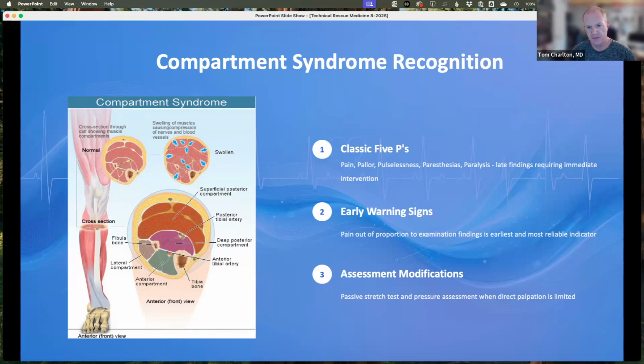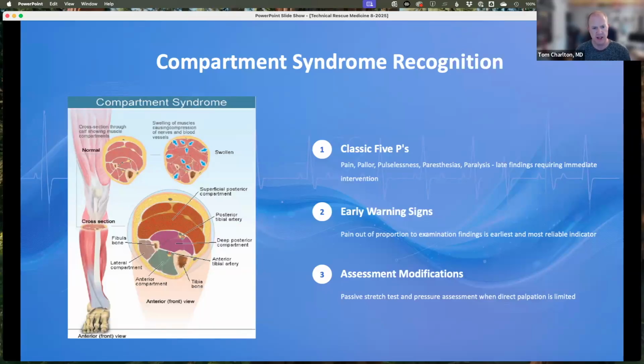There are the classic five P's that we talk about with compartment syndrome, which is pain, typically out of proportion, pallor or paleness, pulselessness, meaning we can't feel a pulse, paresthesias, numbness, tingling, etc., and then paralysis. Paralysis is now to the point where we're not even able to move because either the muscle itself has been damaged enough, or the nerve itself has been compressed and damaged enough that it's not able to pass along the signals. We need to make sure that we recognize this.